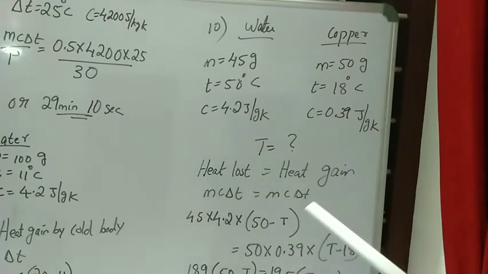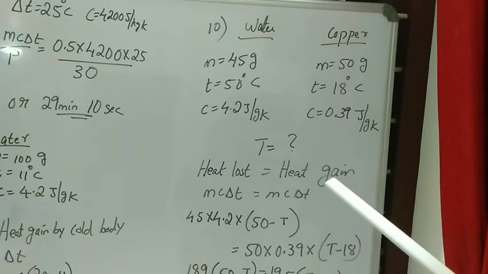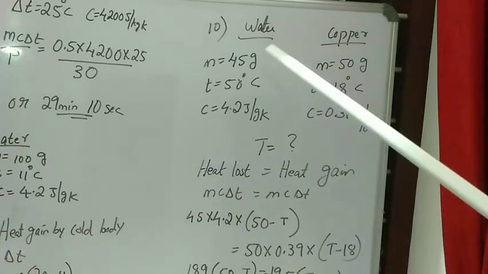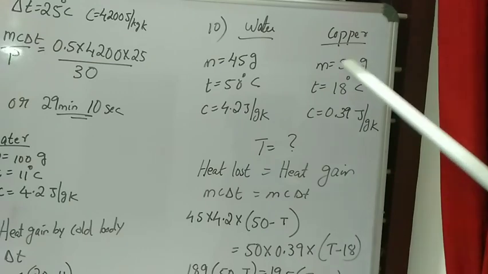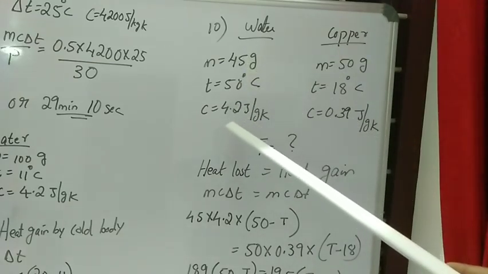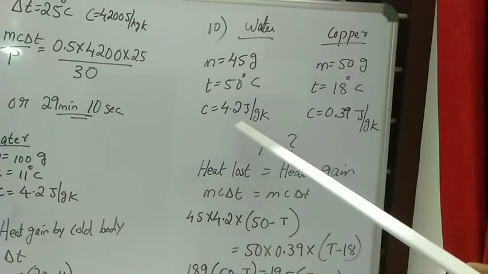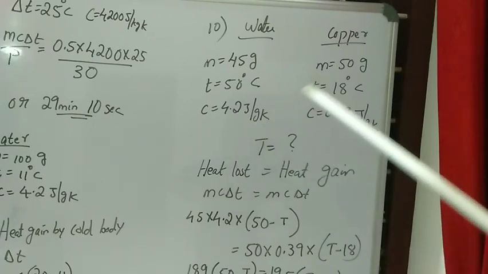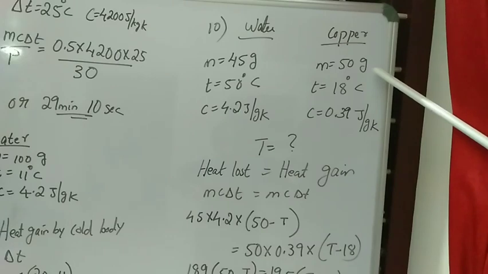Next, question number 10. Same pattern of principle of calorimetry. Here we are taking water and copper. Mass of the water is 45. Temperature of the water is 50. And specific heat capacity of water is 4.2 joules per gram Kelvin. And the mass of the copper is 50.